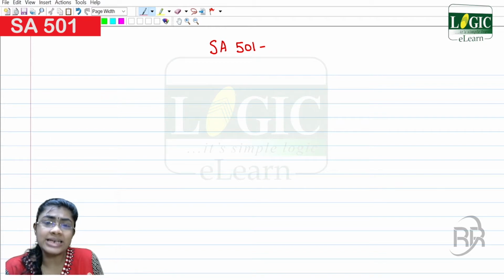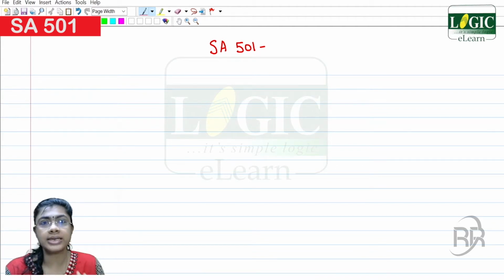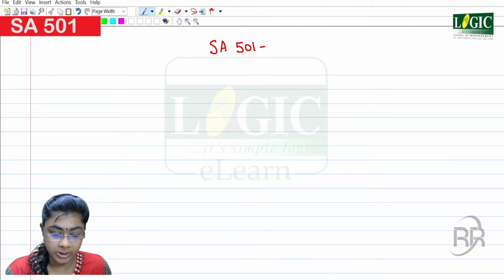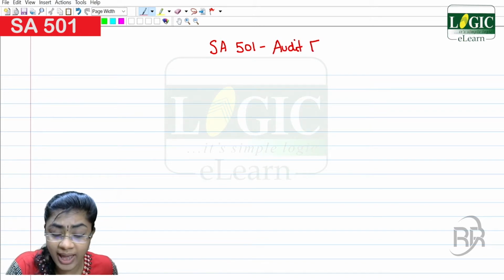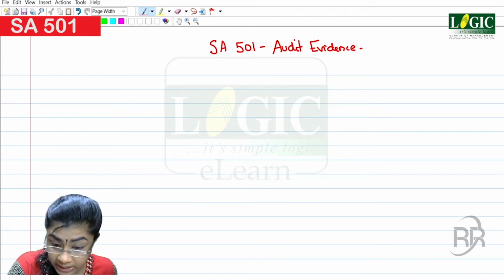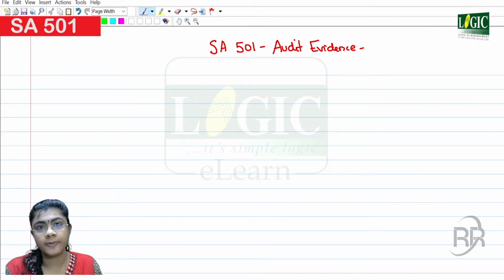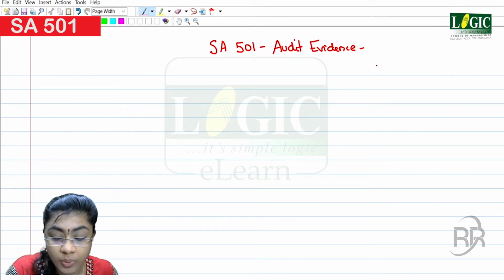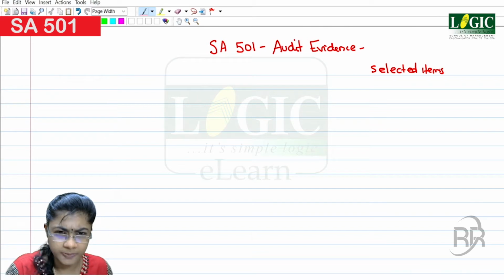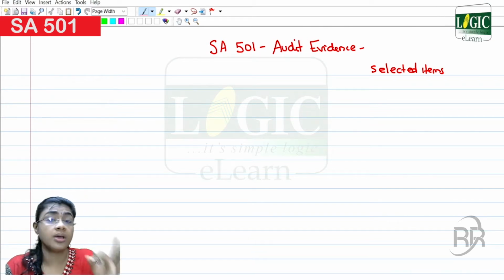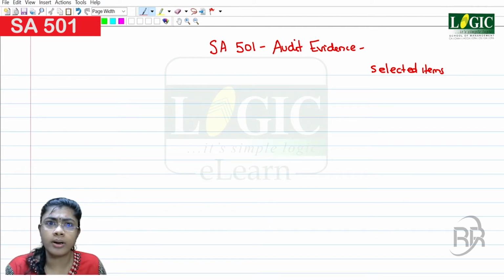Now, what's the exact difference between 500 and 501? Both these SAs are dealing with audit evidence. SA 501's name is audit evidence itself, but it is related to selected items. Audit evidence with respect to what item? Selected items. How many selected items? We mainly have 3 selected items in SA 501.